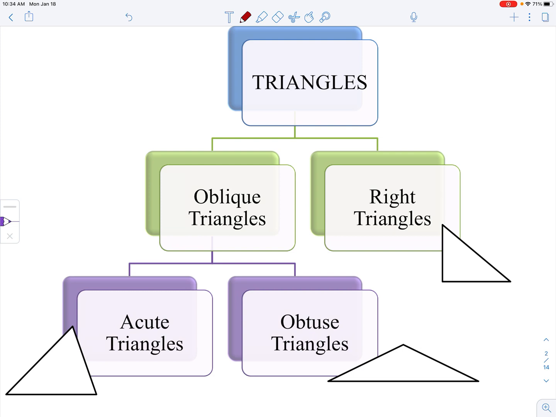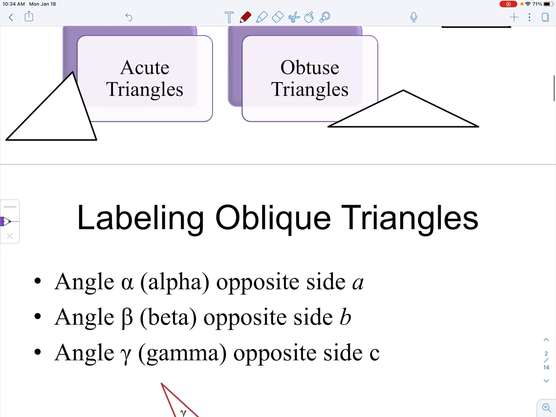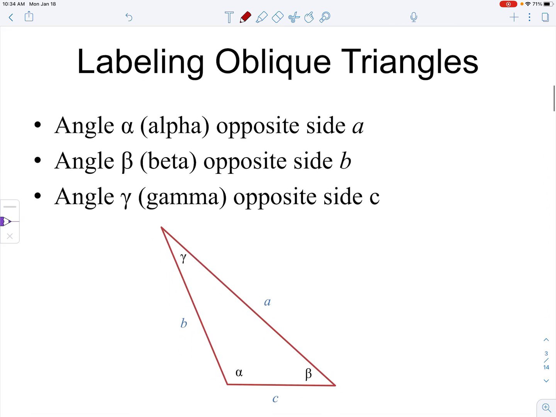So we've already talked in previous classes, you guys have solved for right triangles using SOHCAHTOA. Remember, right triangles have an angle that is equal to 90 degrees. And now we're going to be looking at solving oblique triangles. So acute triangles where all three angles are less than 90 degrees, and obtuse triangles where one of the angles is greater than 90 degrees.